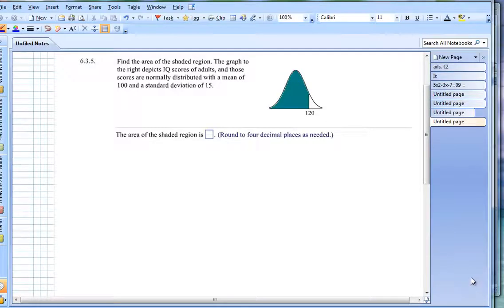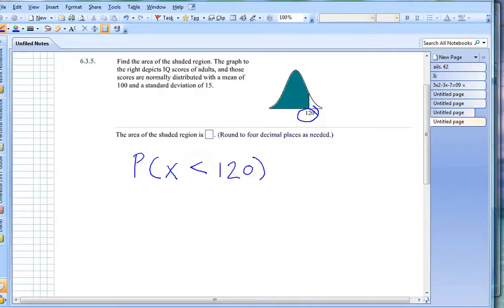This video assumes that you know how to find the probability of an area shaded to the left of a given z-score. But if you look at this 120 right here, this is not a z-score. It's an x. So what they're asking us to find in this problem is the probability that x is less than 120.